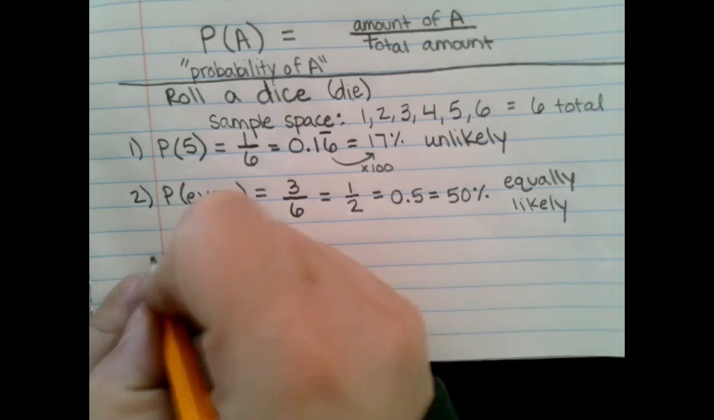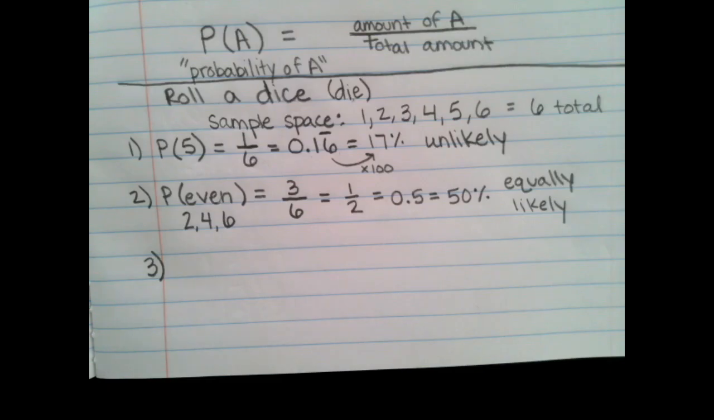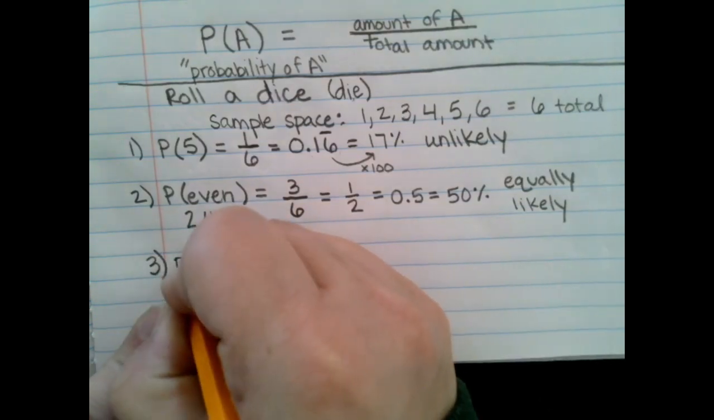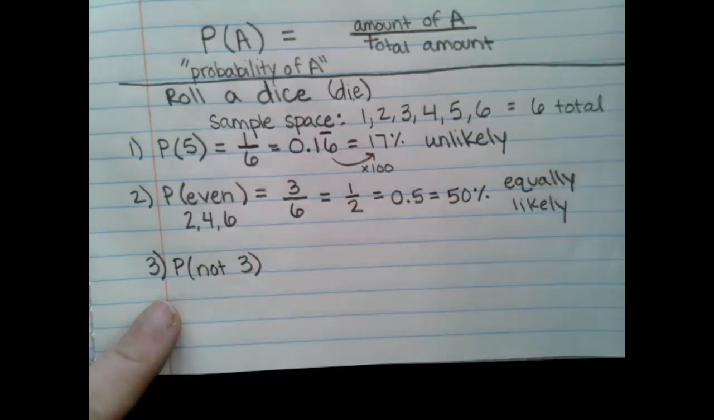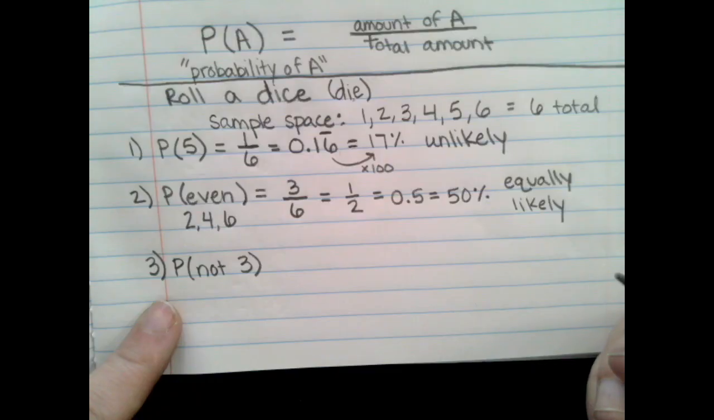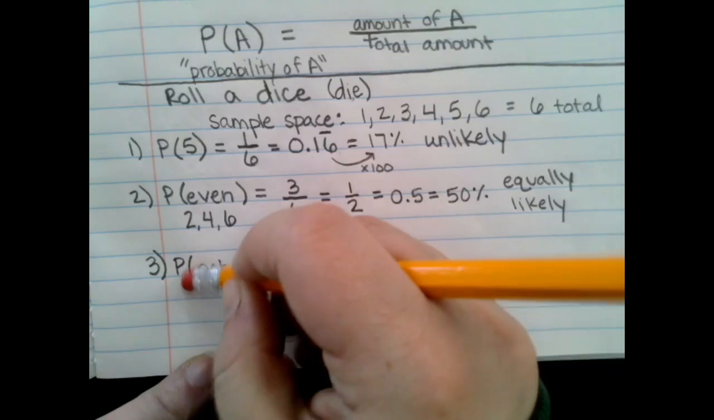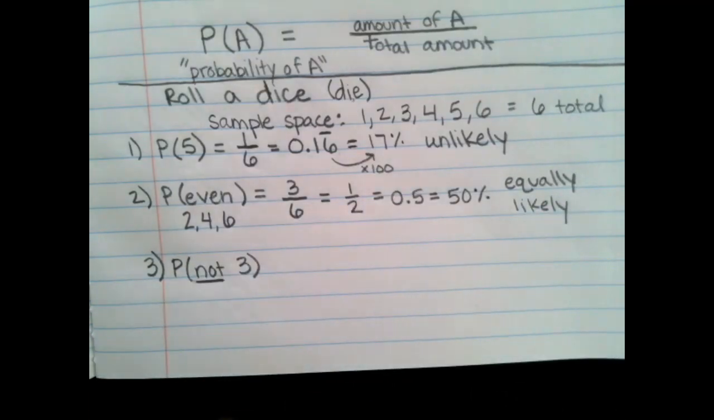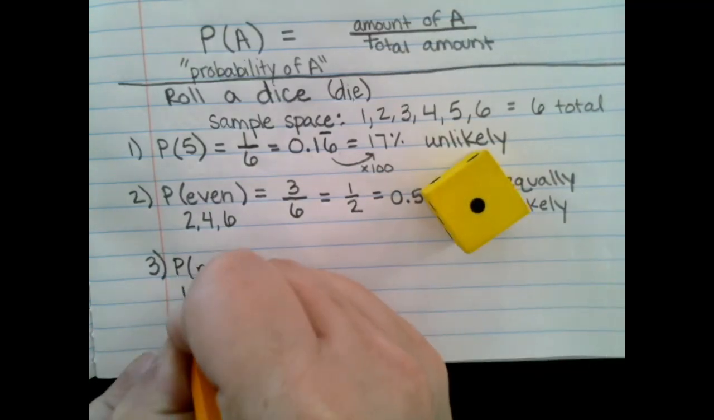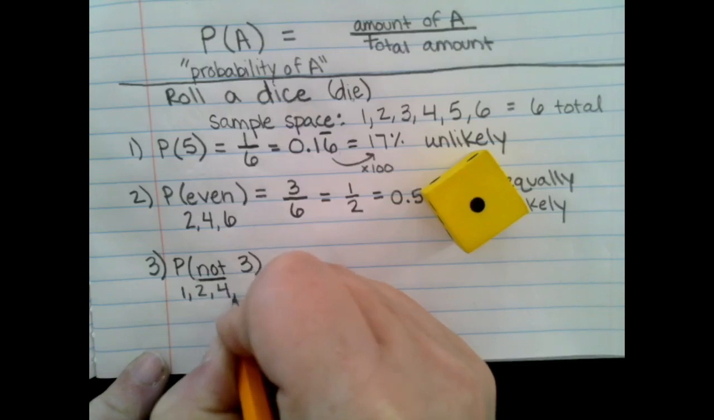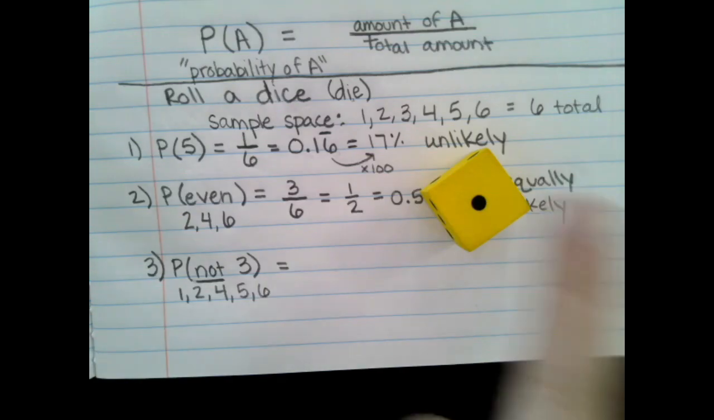All right, 2 more. You guys crushing this? Number 3. All right, the probability of not 3. So our keyword there is not, meaning I don't want the 3. So if I don't want a 3, what are numbers that I do want? Perfect, thanks, Lily. 1, 2, 4, 5, and 6. Anything but the 3.